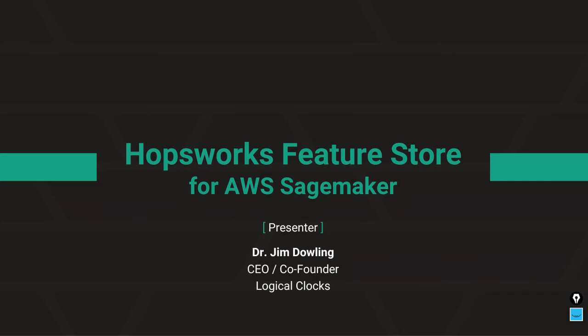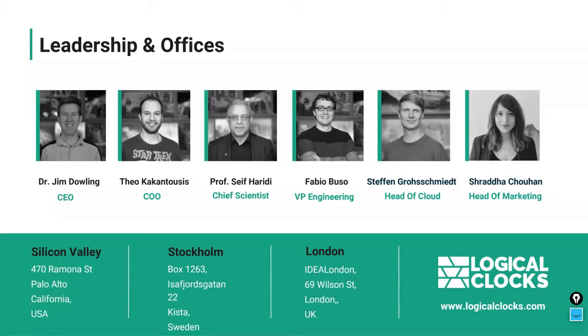So again, welcome to this webinar. We're going to talk about the Hopsworks Feature Store and in particular, how you use it as a SageMaker customer or SageMaker user. So my name is Jim Dowling and I'm a co-founder of Logical Clocks. Logical Clocks, we're a company based primarily in Stockholm, Sweden, and we have offices both in the Valley and London. And these are some of our key people.